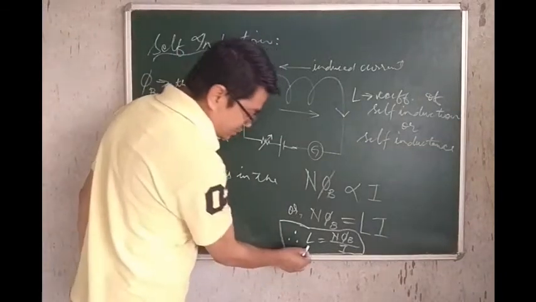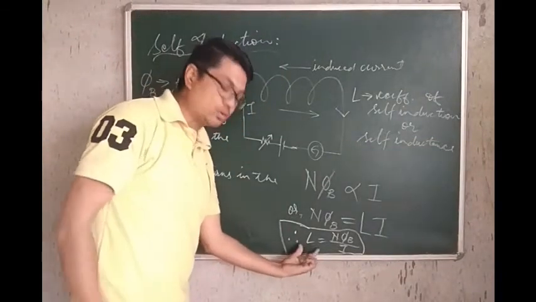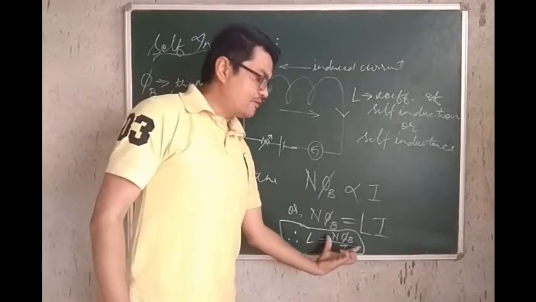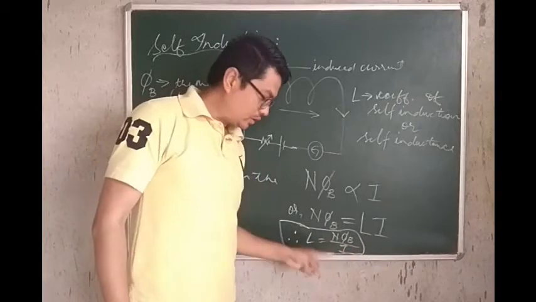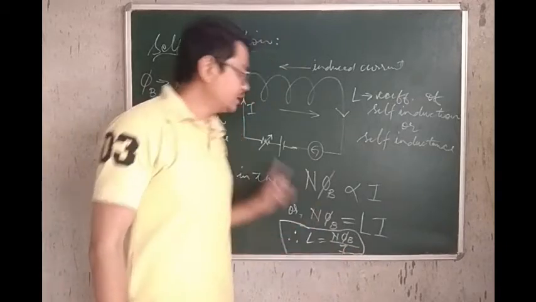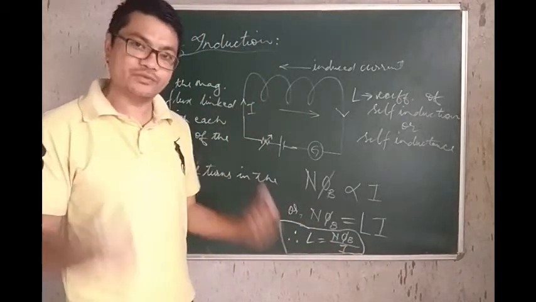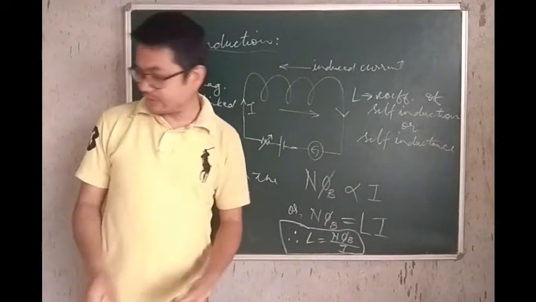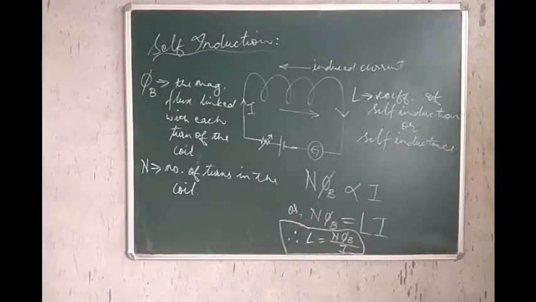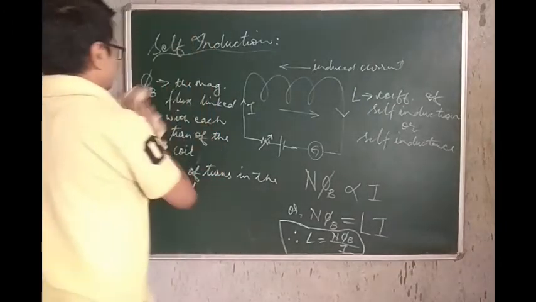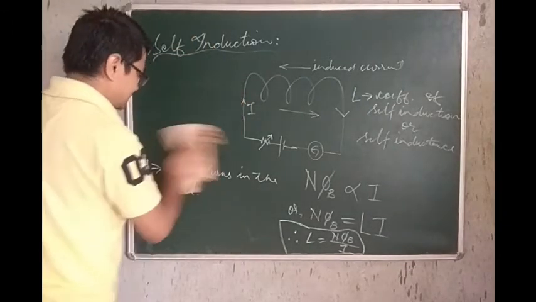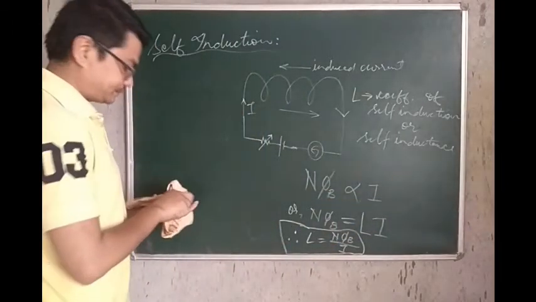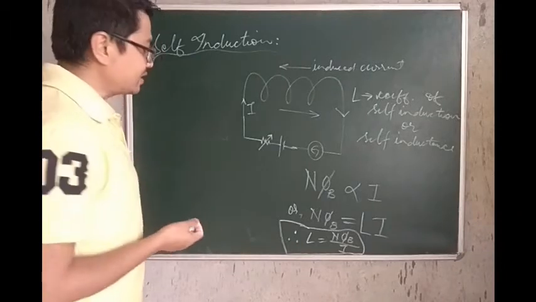Now, from this relation itself, we can define our coefficient of self-induction or self-inductance to be the flux linked with the coil for unit current flowing through the coil. That is how we define our self-inductance. Now, there's another way to define self-inductance. Okay, let us give a look at that. So I'm erasing this part. I hope you will have copied all of these things after pausing the video, of course.